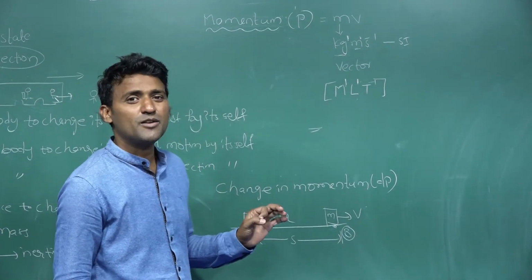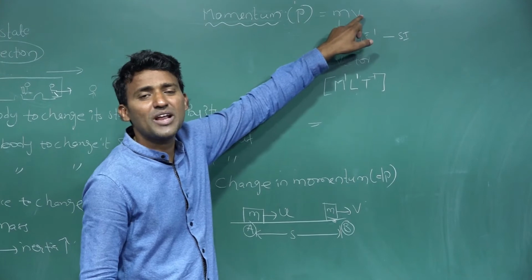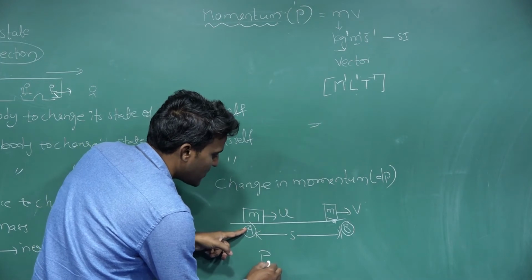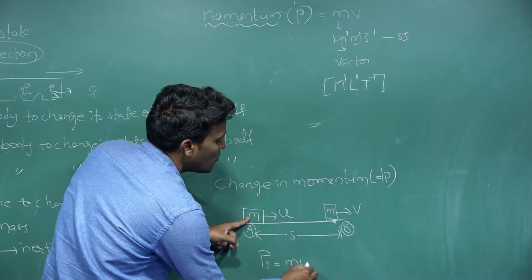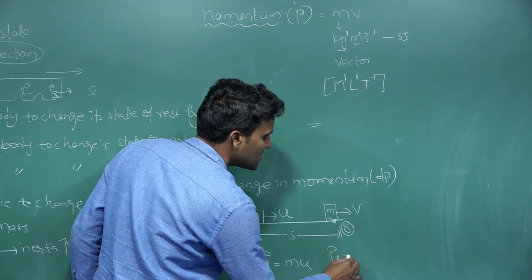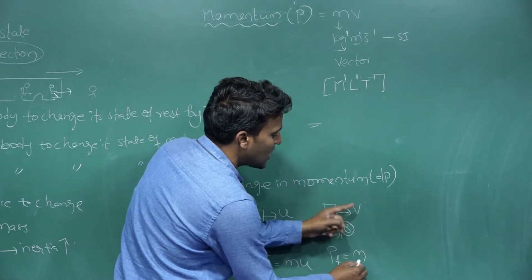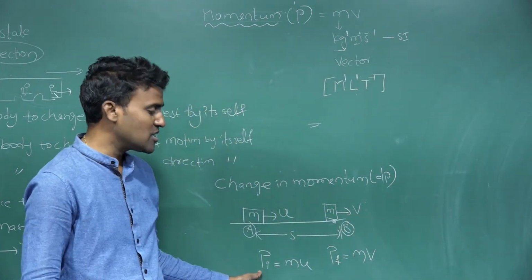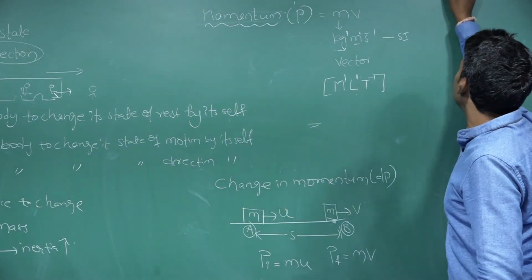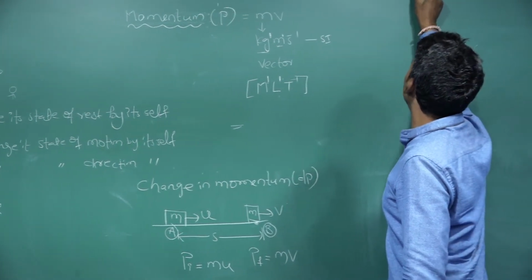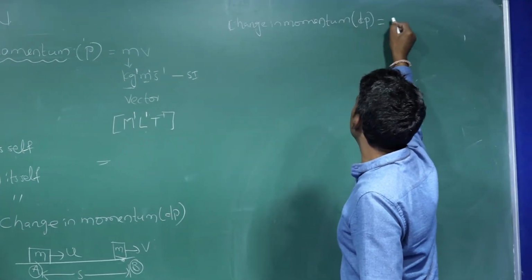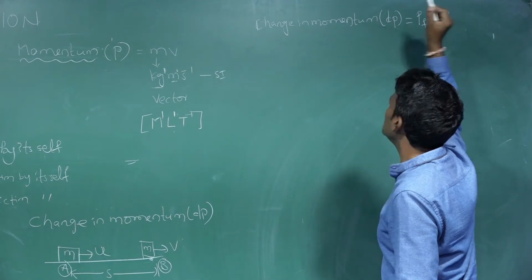You know momentum. What is momentum? Product of mass and velocity. So initial momentum is equal to mass into velocity, here velocity is u. Final momentum is equal to mass into velocity, here velocity is v. So initial momentum is mu and final momentum is mv. So I am writing change in momentum: dp is equal to final momentum minus initial momentum.